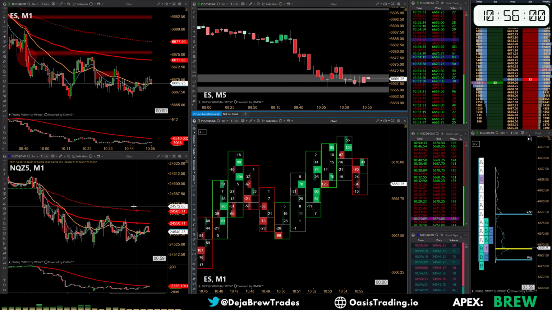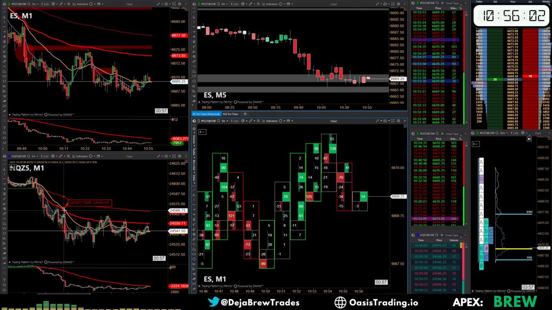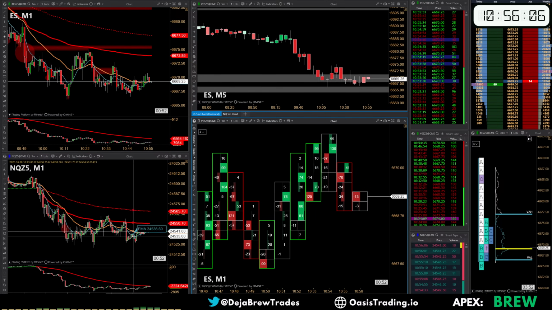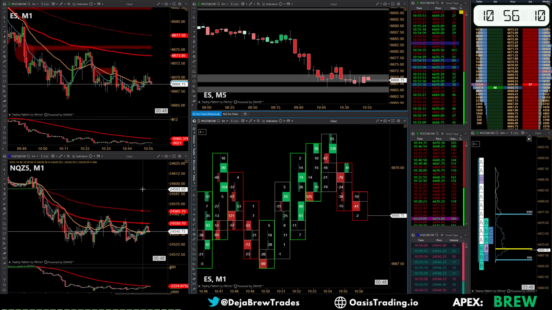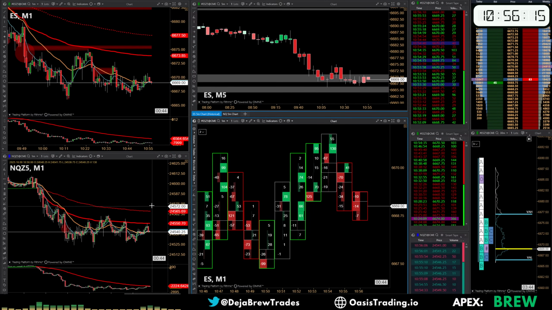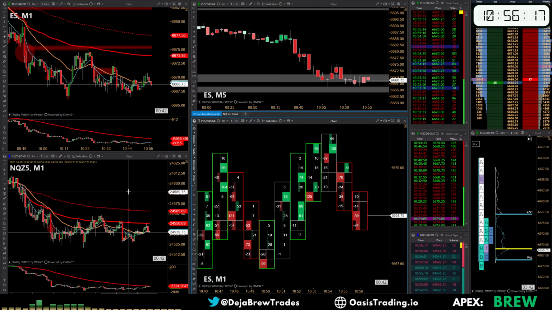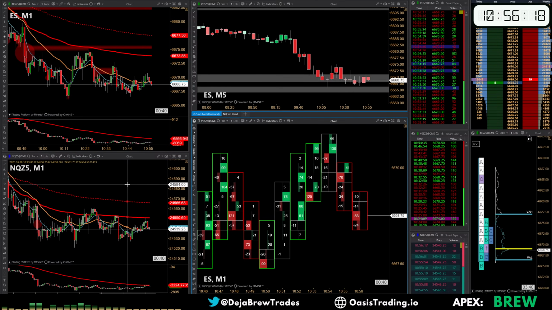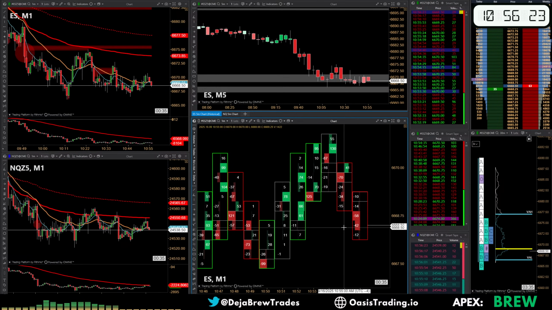NASDAQ hitting VWAP for like the 7th time. 1, 2, 3, 4, 5. We'll consider that 1. So 5, 6, 7. The 7th attempt, if you don't count right away when VWAP started. I don't really count that. The 7th attempt to find value above the daily VWAP, which is the weaker VWAP. And the 6 attempts prior have failed.